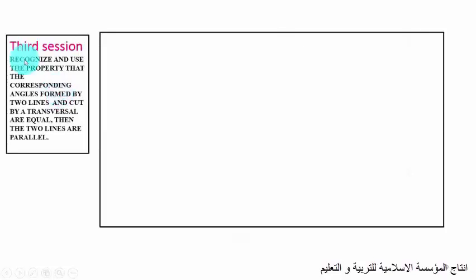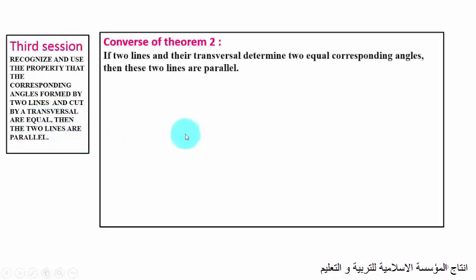Our second objective is to recognize and use the property that if the corresponding angles formed by two lines cut by a transversal are equal, then the two lines are parallel. Now, converse of theorem 2 about corresponding angles. If two lines and their transversal determine two equal corresponding angles, then these two lines are parallel.